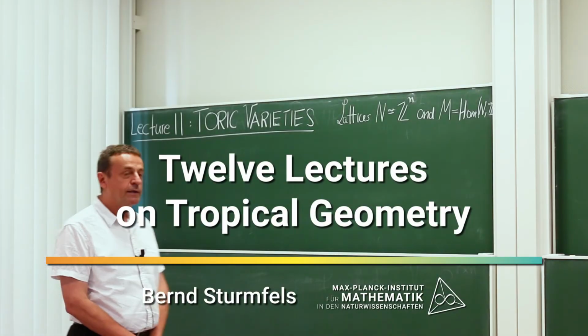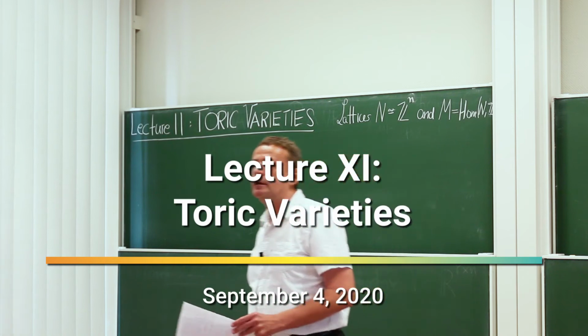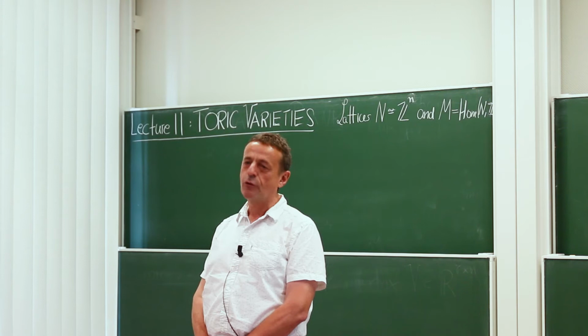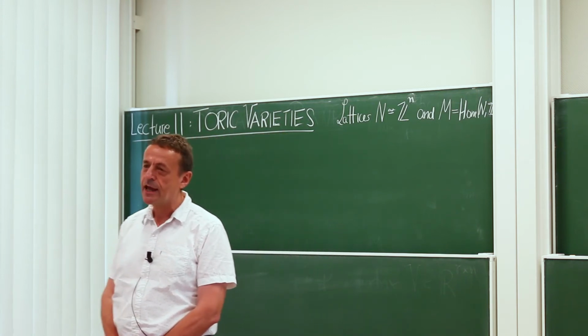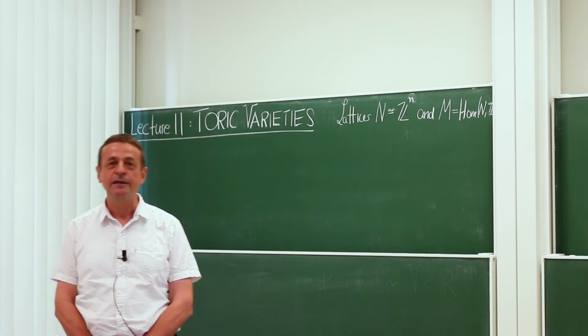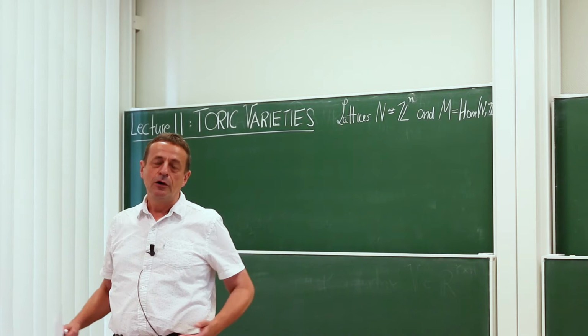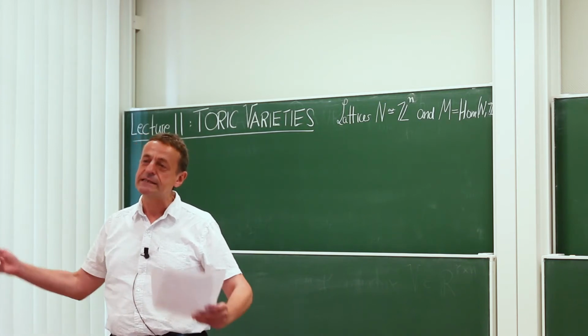Okay, so welcome to lecture 11 on toric varieties. In one of the discussion sessions, somebody surmised that a toric variety is a subvariety of a torus, but that's not actually true. A subvariety of a torus is called a very affine variety. A toric variety is something that's bigger than a torus. It's something that completes a torus.